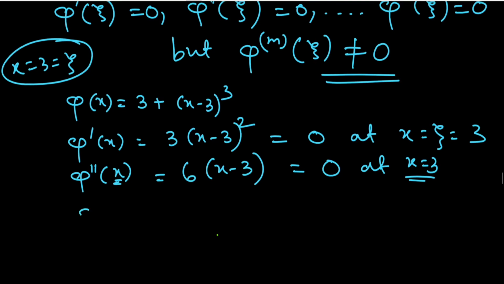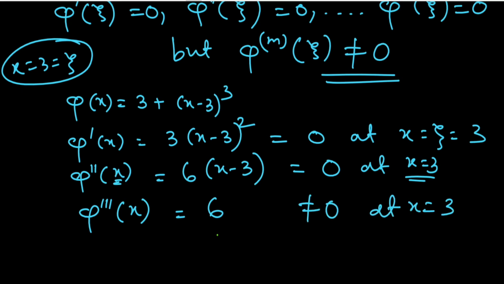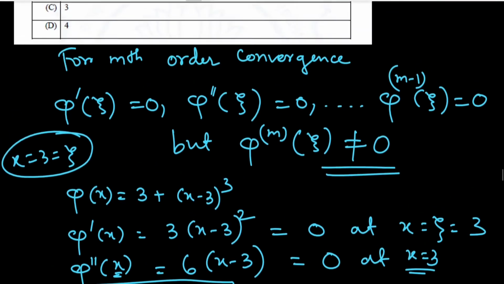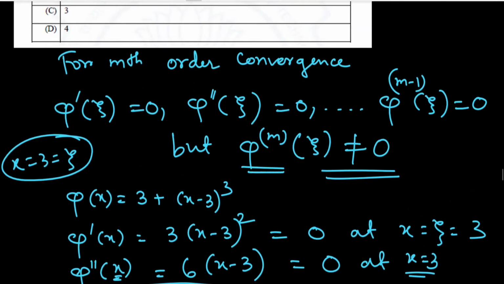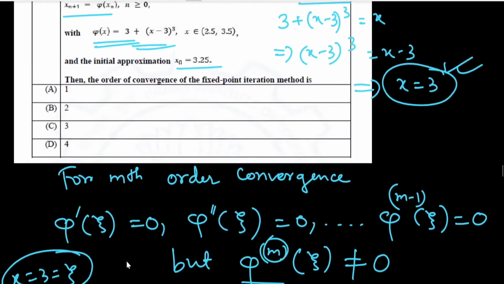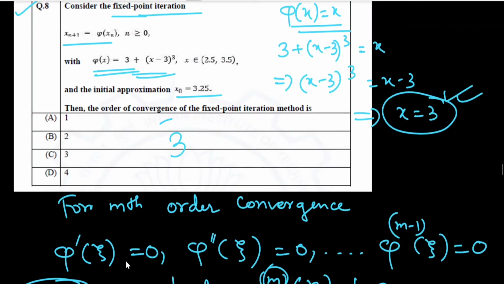Now the third order derivative, phi triple dash(x) = 6 simply, which is not equal to 0 at x = 3. So it is noted that the third order derivative of this phi function at the root is non-vanishing, that is, not equal to 0. Therefore, according to this concept, the third order derivative is non-vanishing, so the order of convergence for this method should be 3. Therefore, C is the correct answer.